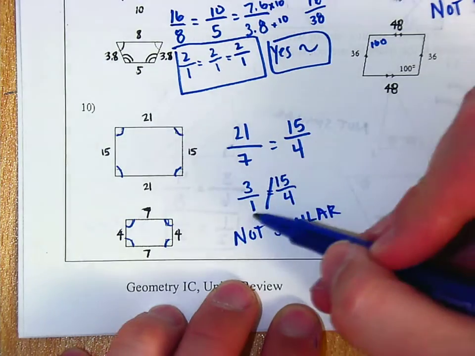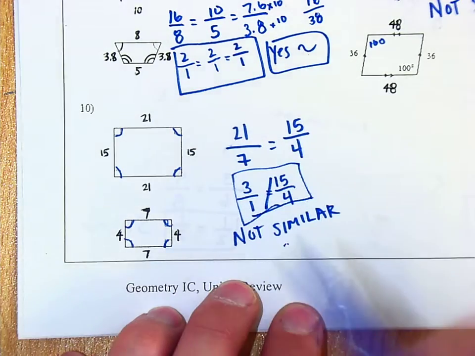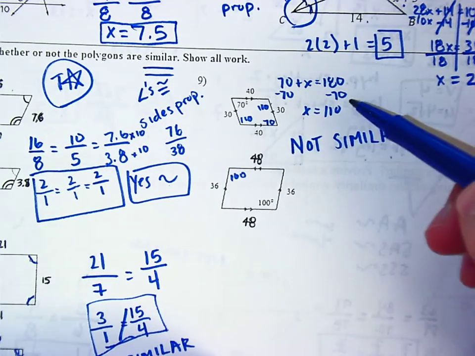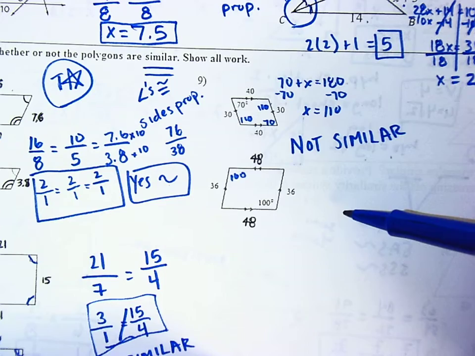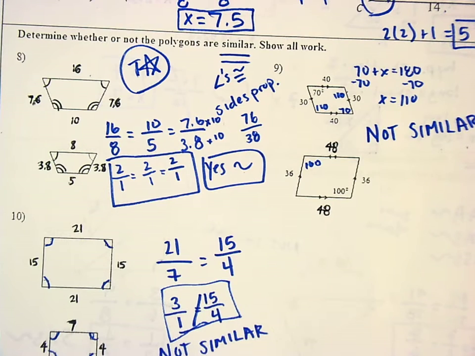On a test, this would be sufficient work to show that something was not similar. Similarly, showing that you calculated the angle measurements would be good work. And then writing your proportion that's equal would be good work to show that something is similar.